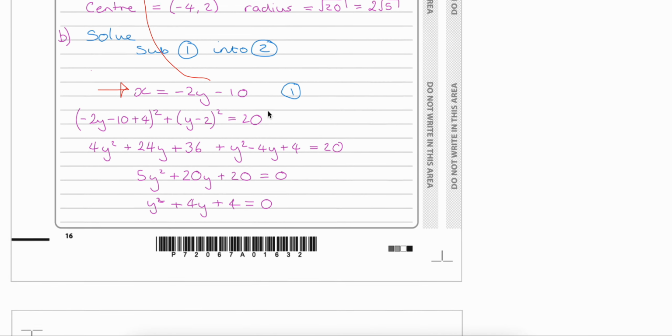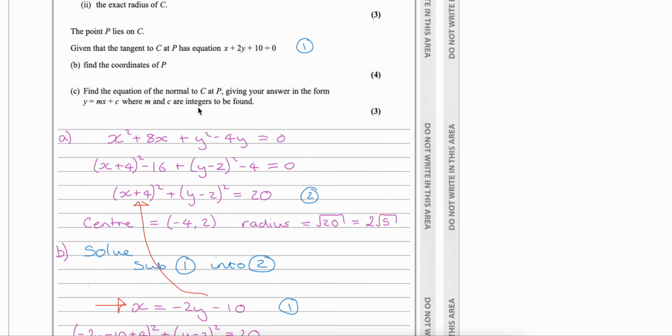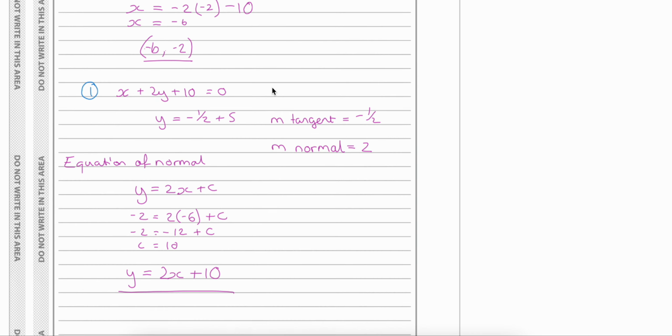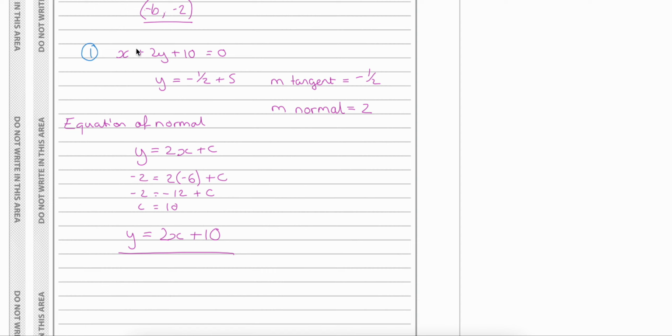Now, for the last part, find the equation of the normal to C at P. Give me your answer in the form y equals, so y is the subject. So we know that this equation here, if we make y the subject, it has a gradient of minus a half, and there should be x here. Therefore, the normal is the negative reciprocal. So turn it upside down, it's 2 over 1, make it negative, it's plus 2. So we know it's y equals mx plus c, but m is 2, so y equals 2x plus c.